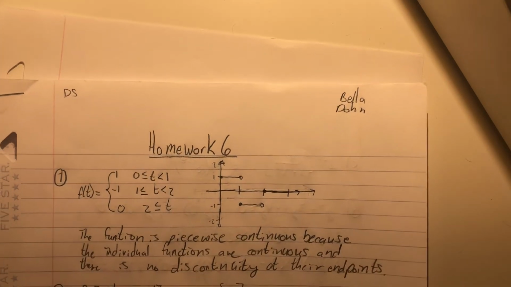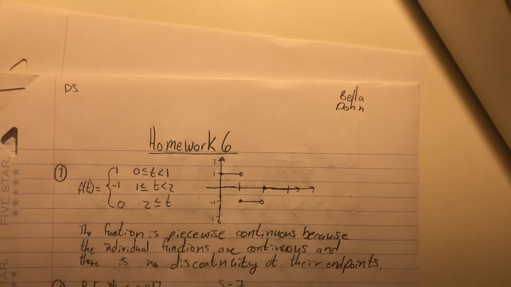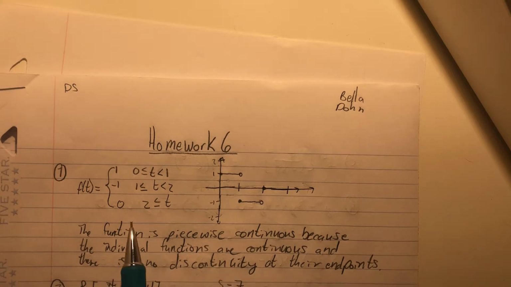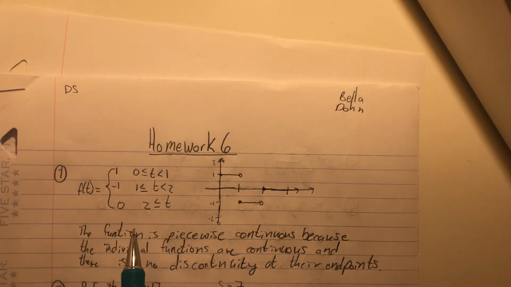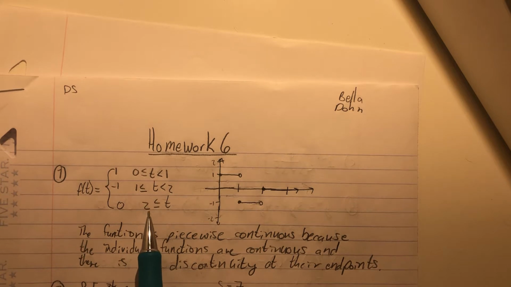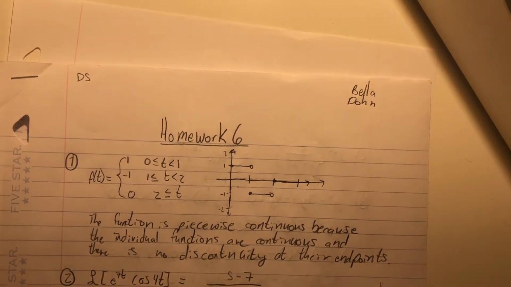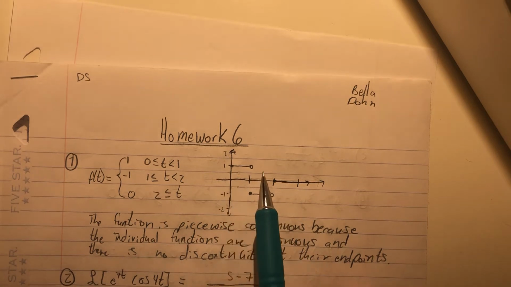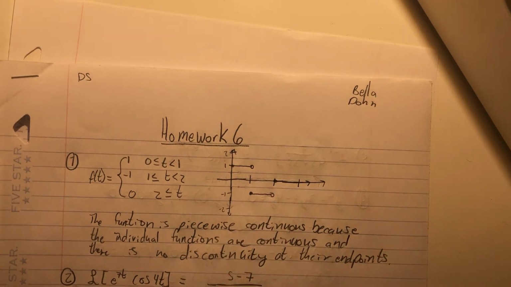Alright, so since none really applied, I'm just going to go through all of them. Number one is pretty straightforward. I'm just going to show you what I did on my homework. That's what my graph looks like, and I looked up what piecewise continuous means, and there are two qualifiers for it. The individual functions have to be continuous on their domain, and there's no discontinuity between their endpoints. So like there's a hole and then not a hole and then a hole and not a hole. So it's all technically continuous.